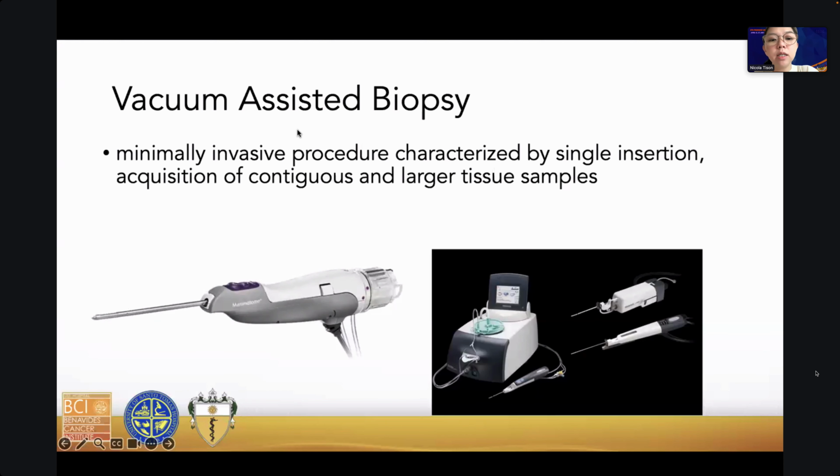Now, I only included this vacuum-assisted biopsy because I think not a lot of our residents are exposed to this, except maybe for those in high-volume, large tertiary centers where this is available. So a vacuum-assisted biopsy is actually similar to a core needle biopsy. You have a large bore needle which is able to take out strips of tissue, but it is attached to a machine and has a suction mechanism. And once you insert this needle, you can take several samples without having to reintroduce it.